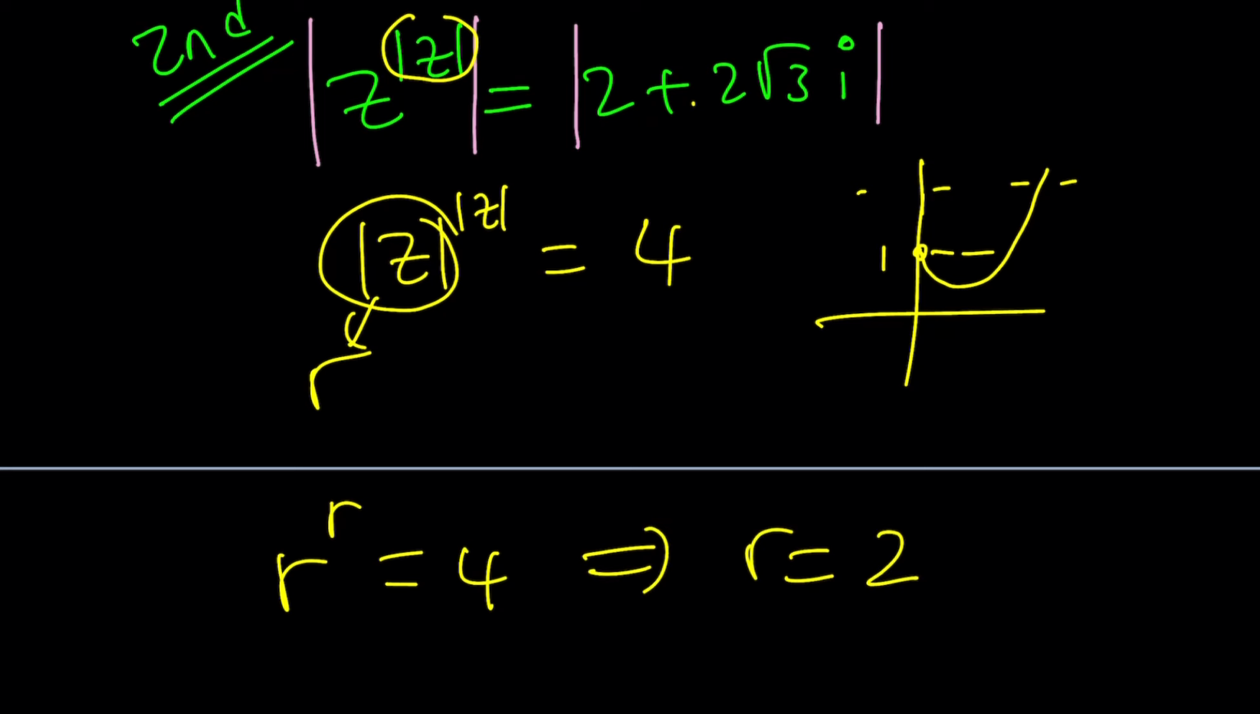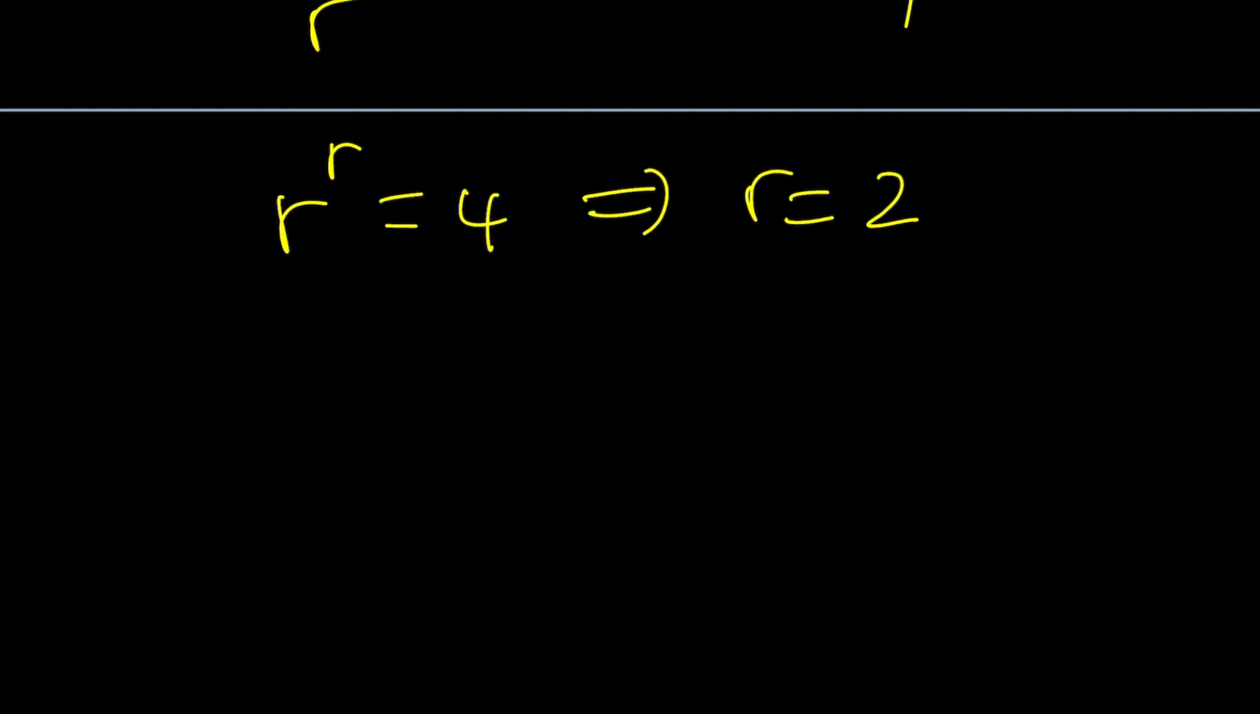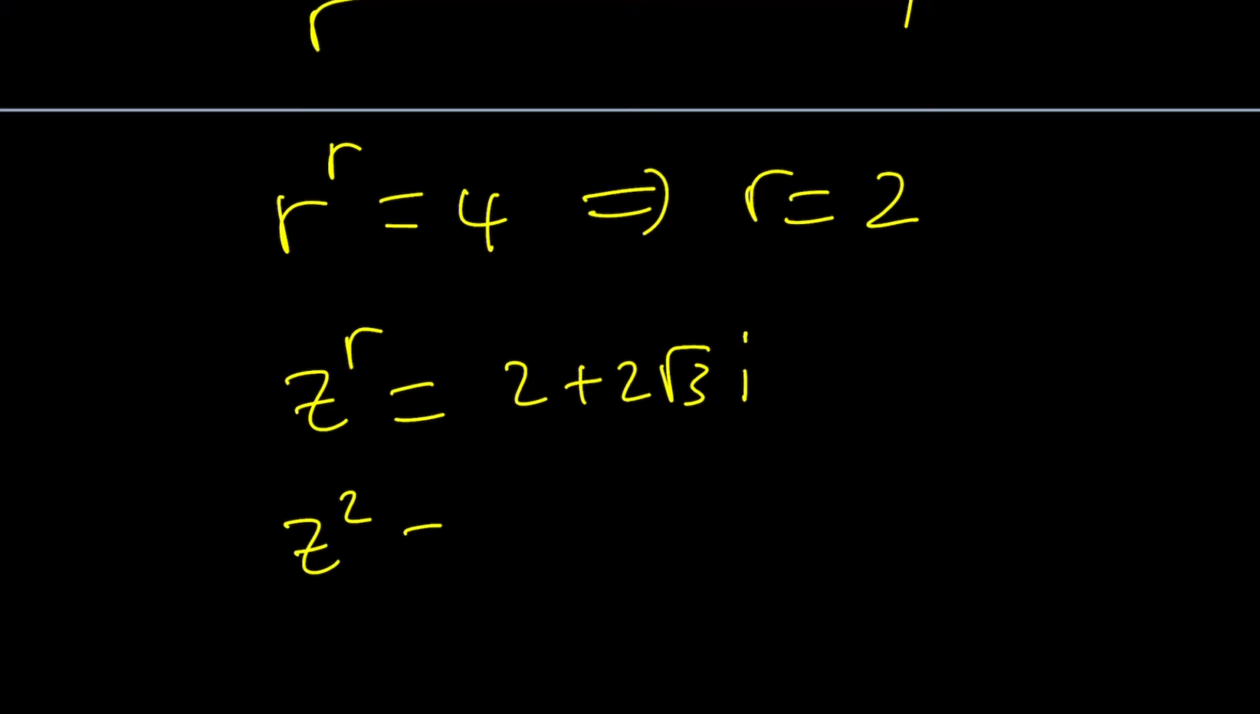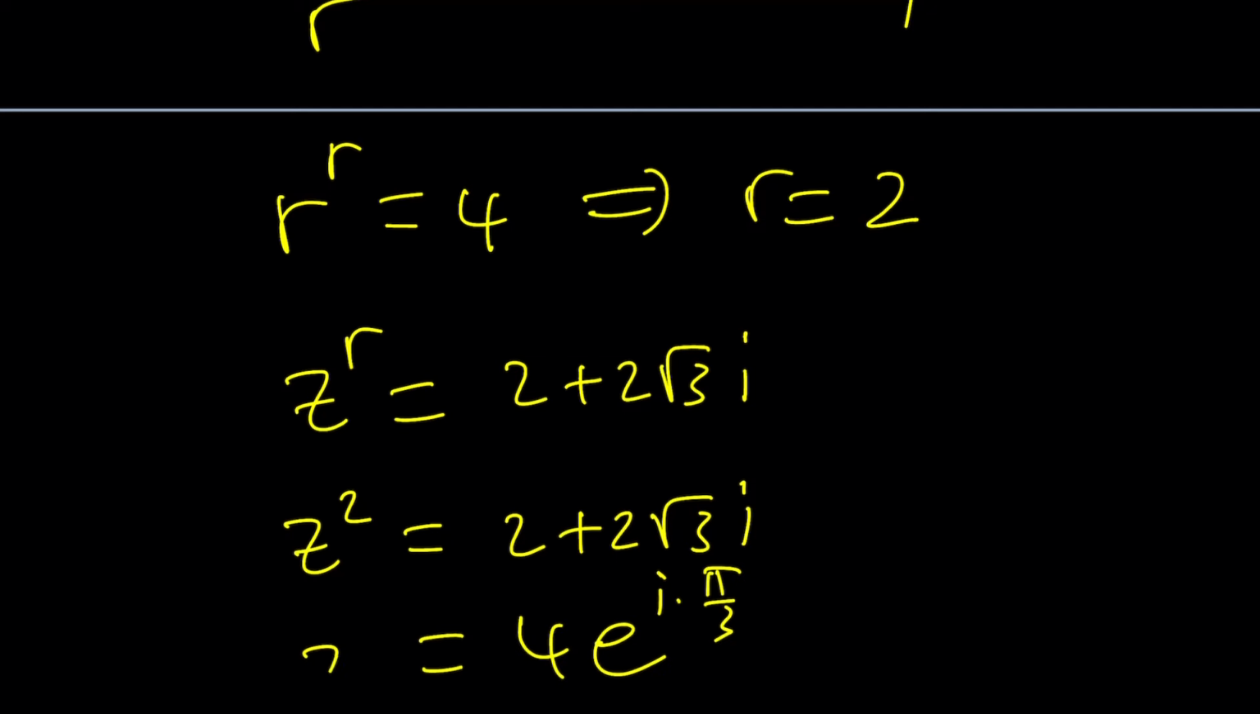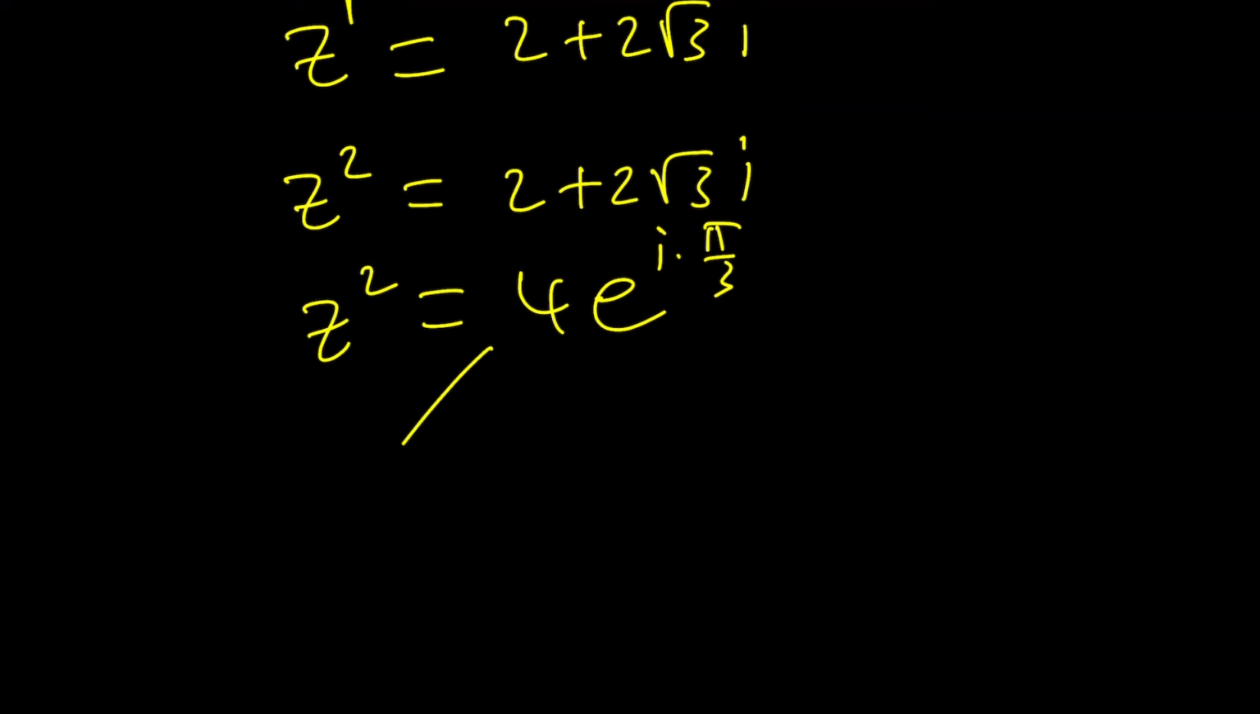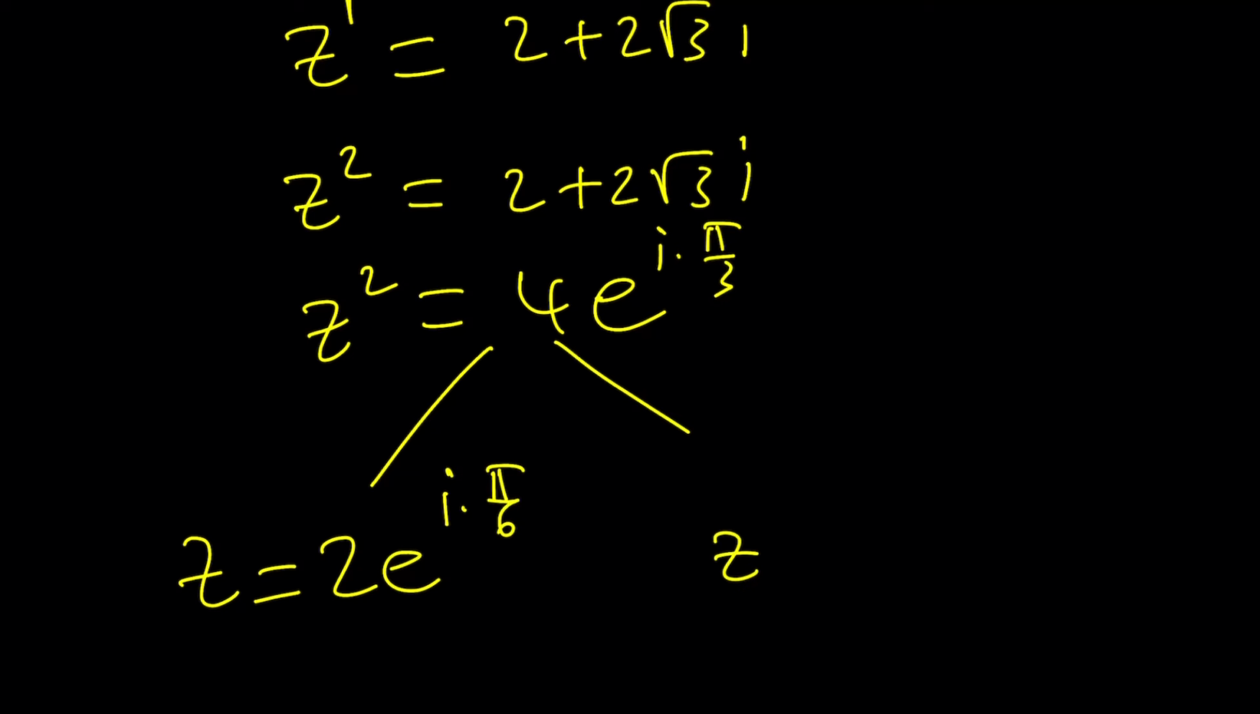But guess what? That gives us something beautiful because we know that z to the power r is equal to 2 plus 2 root 3 i. And from here you get z squared equals 2 plus 2 root 3 i, and that's actually 4 times e to the power i pi over 3. From here you can find z easily, and there should be two solutions. 2 times e to the power i times pi over 6, and to find the second solution, you need to add pi to this angle. That's going to give you 7 pi over 6.